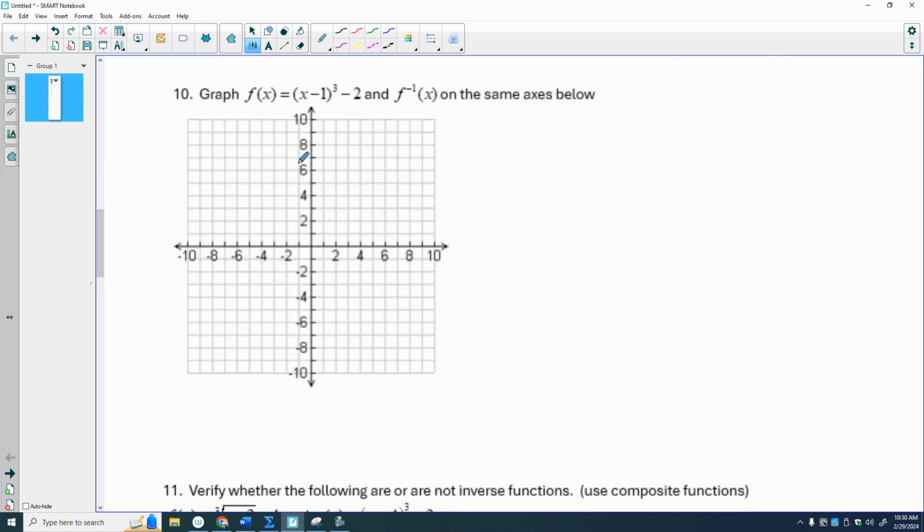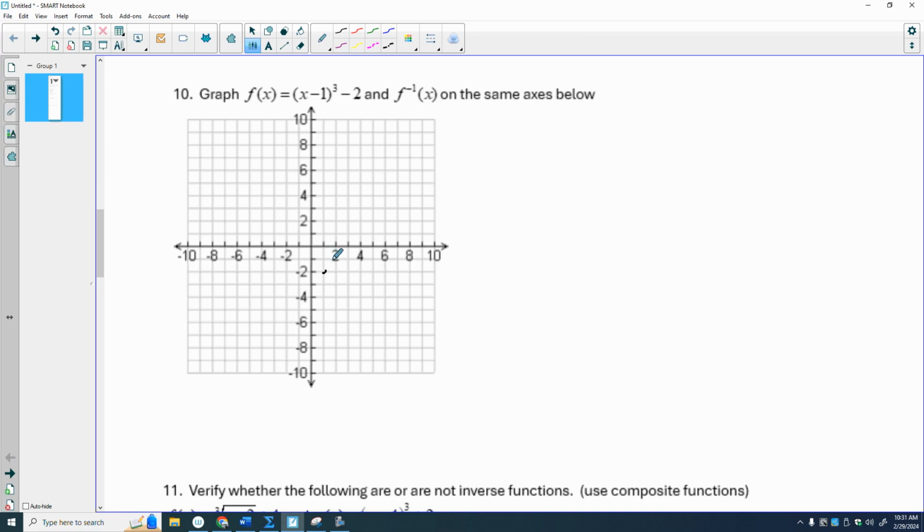Number 10, graph. Hopefully by now we've got to the point where we can graph a cubic. We graphed, what, 3 of them on the last worksheet on that first practice test. So we should recognize what a cubic looks like. We should know that this makes my cubic go right 1, and the other minus 2 makes it go down 2.